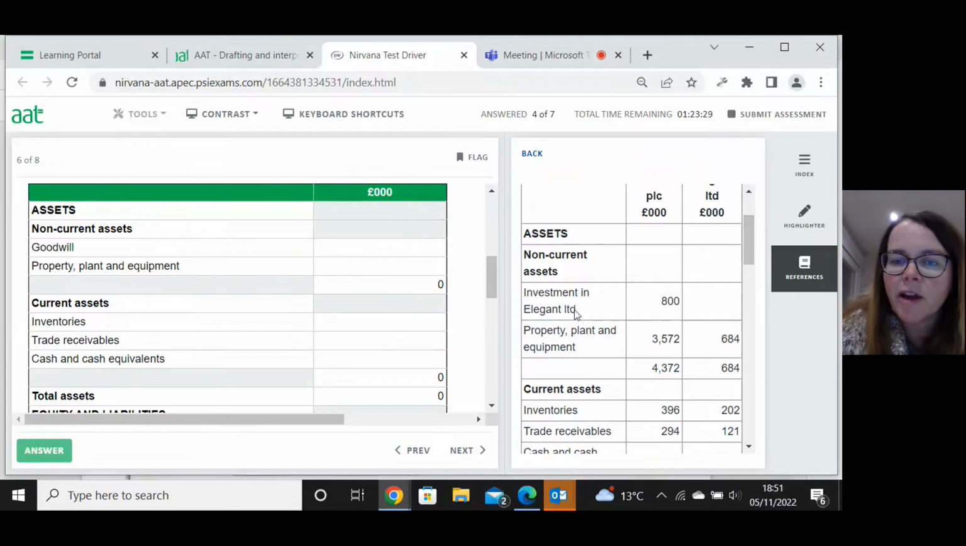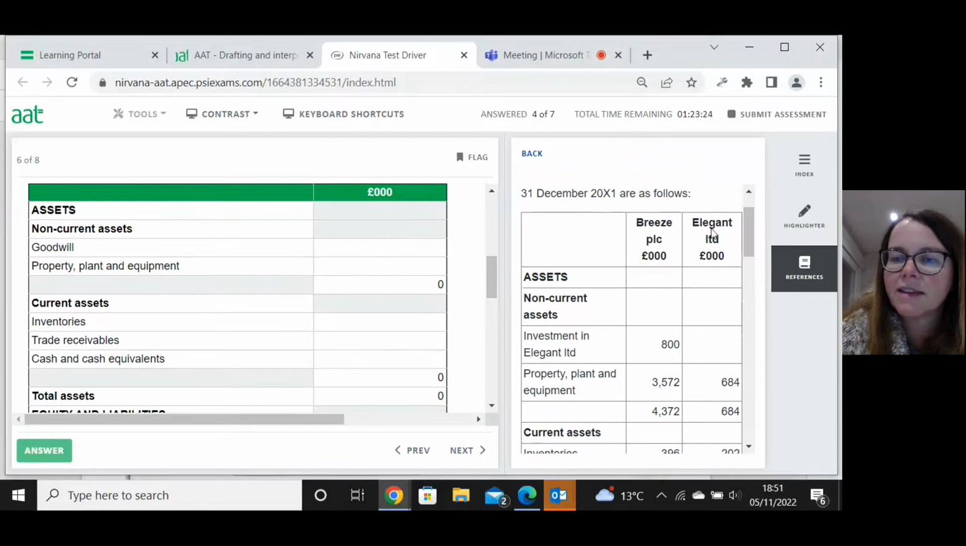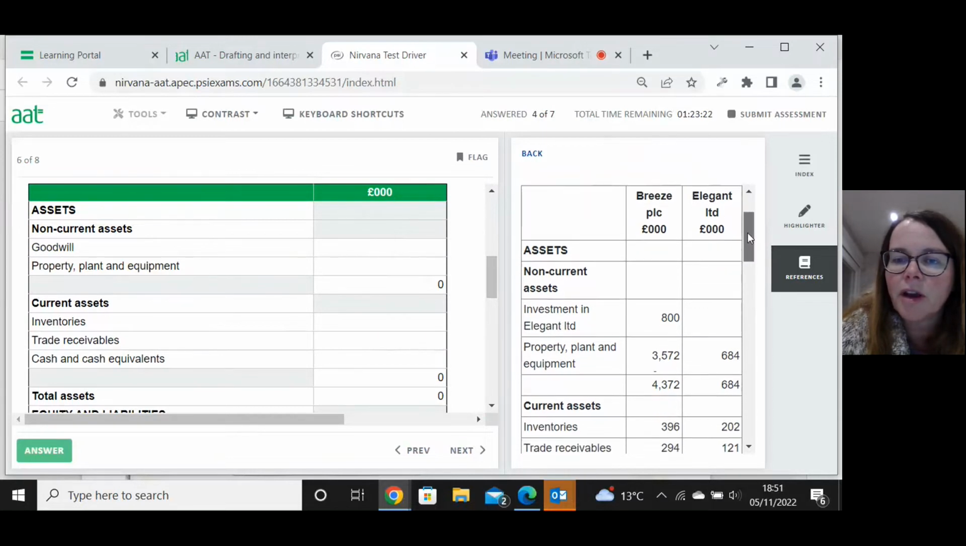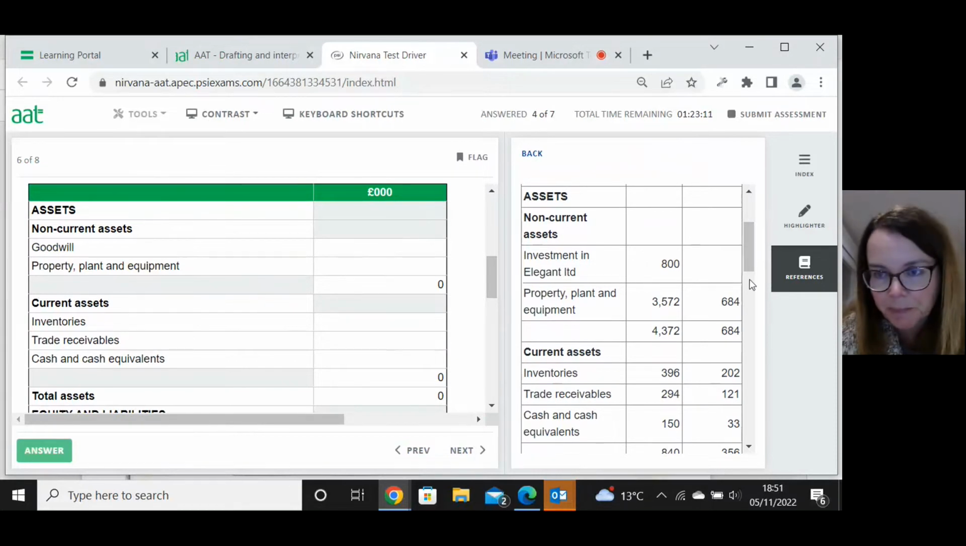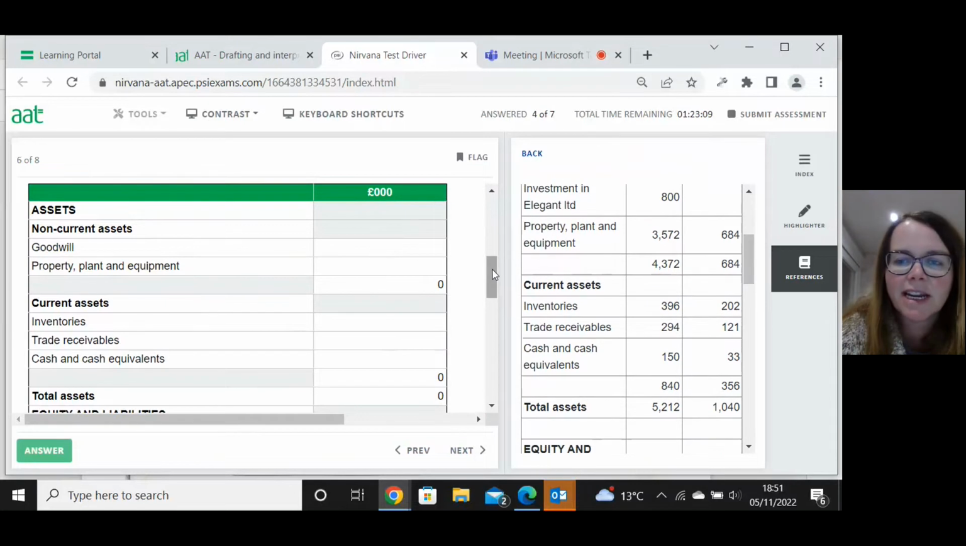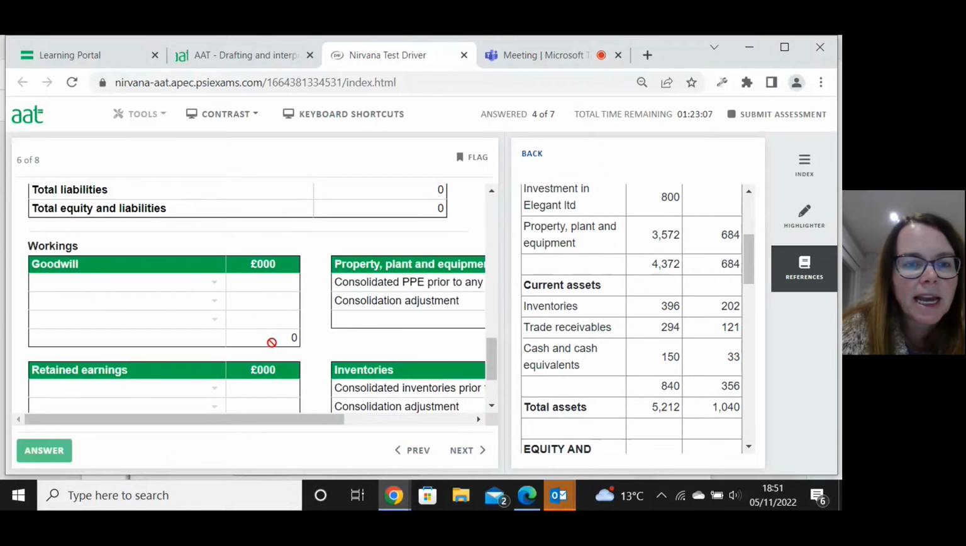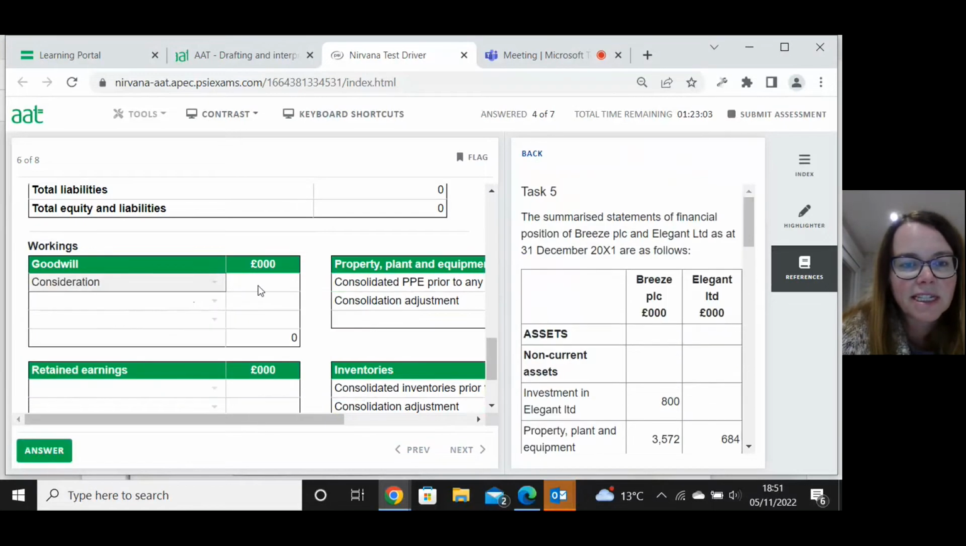Right, so let's begin. So the investment in Elegant. So let's just look at the names. So we've got Breeze and we've got Elegant. So the investment in Elegant, that is going to be a debit in my Goodwill account. I'm also, by the way, doing T accounts on a rough piece of paper. I prefer to put things as debits and credits, but we can try to put things straight into these workings as well. So the consideration, 800, that's a debit in my Goodwill account.